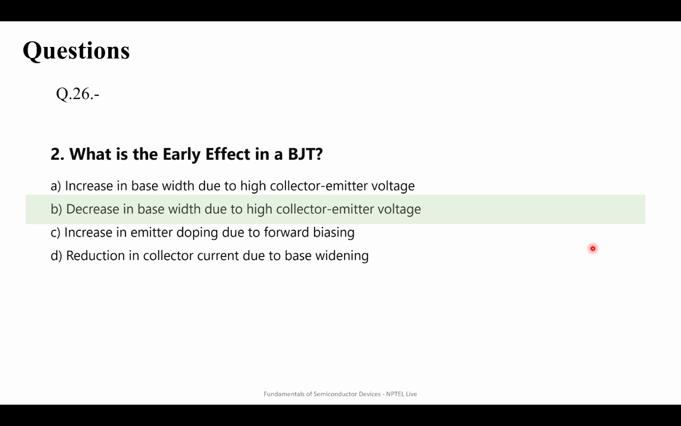So instead of showing a flat region, your collector current will become dependent on your collector emitter voltage, and you will see a slope in your output characteristics where your collector current will increase with your collector emitter voltage.